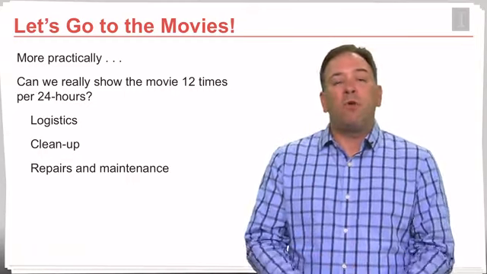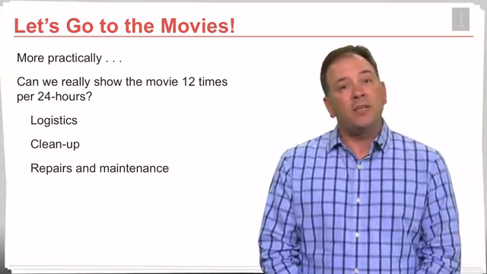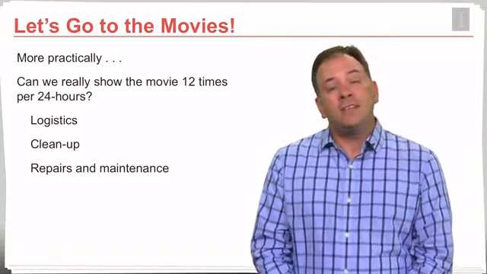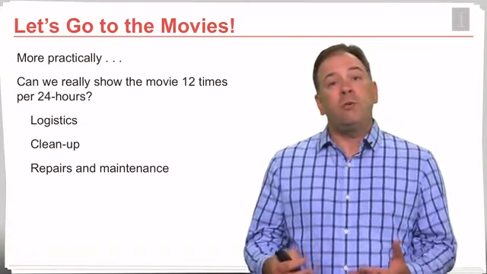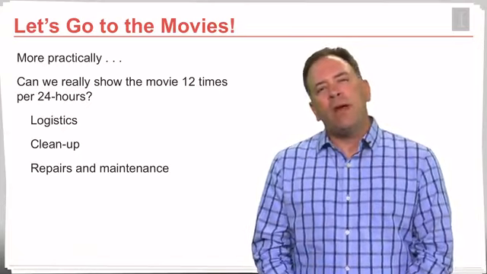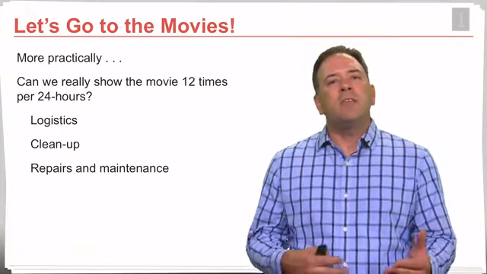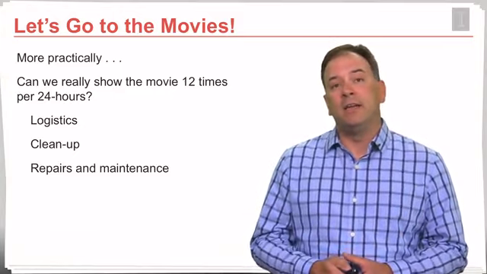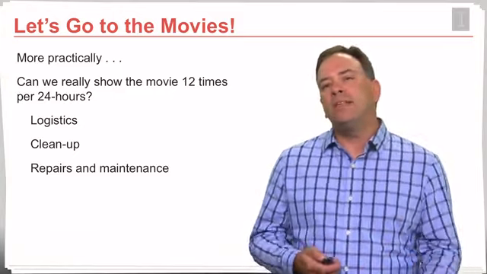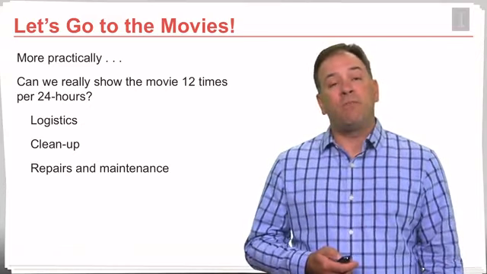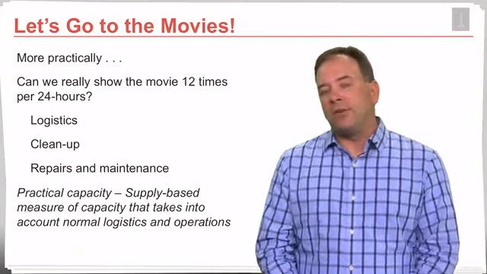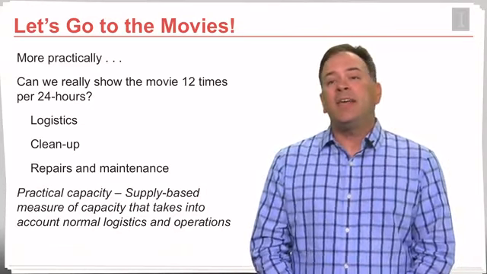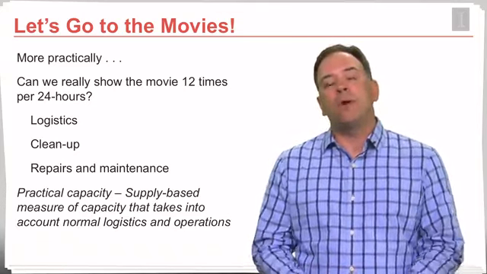I don't know if you've ever seen the floor of a theater after a movie showing, but it's not anything that you want to eat dinner off of. So cleaning up the popcorn and the spilled drinks and so on is necessary as well. And of course, the machinery that's required to show the movies needs repairs and maintenance. So obviously, there are these logistics and other factors that preclude us from reaching that theoretical capacity. And so we have a revised, more realistic measure of the amount of capacity that we could provide. And we've labeled that practical capacity. Again, that's more realistic. It's supply-based, and it takes into account normal logistics and other operations.